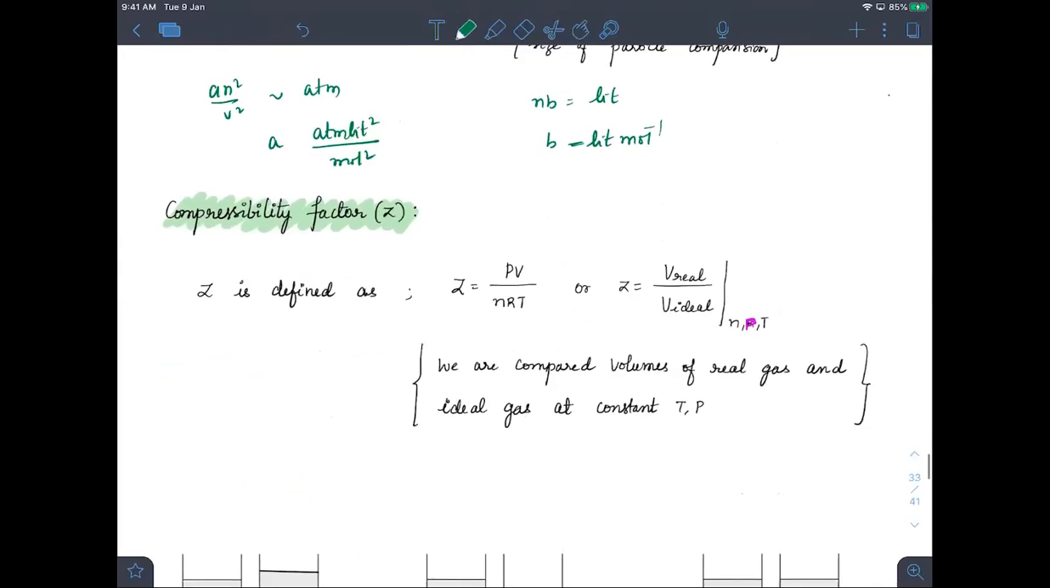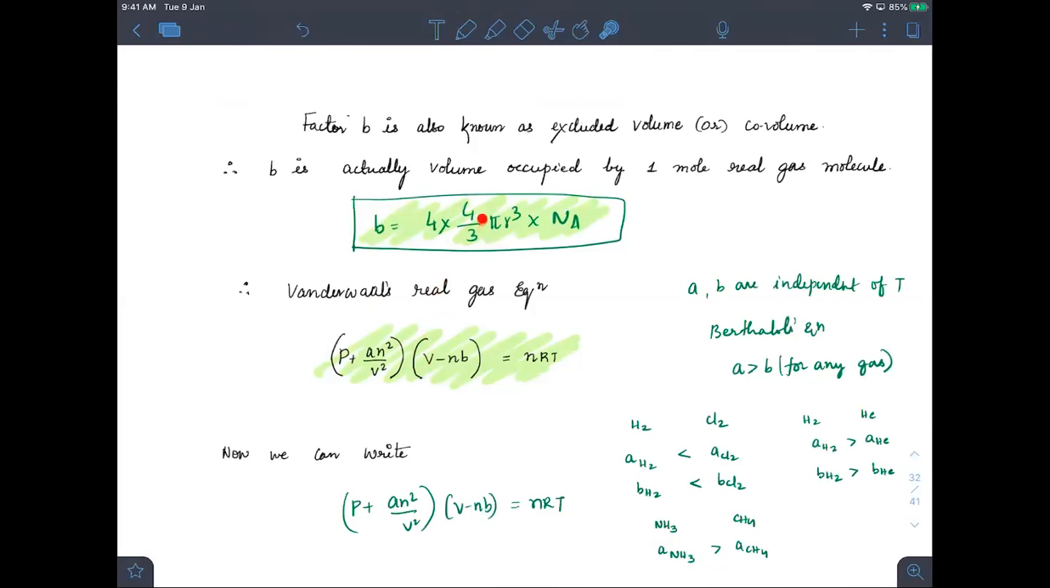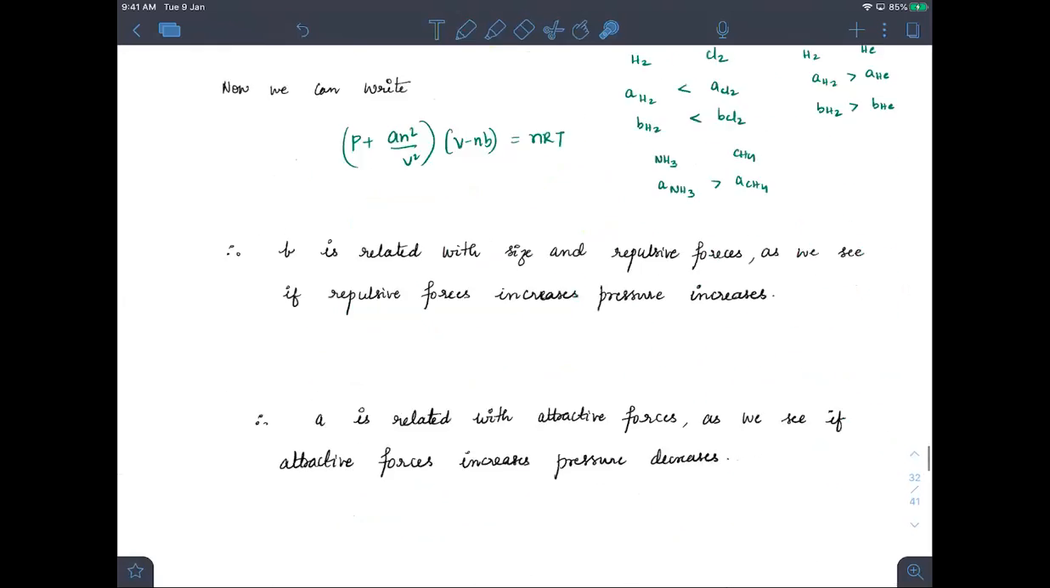So mostly I want you to just remember these two parts. That would be useful for problem solving as of now.